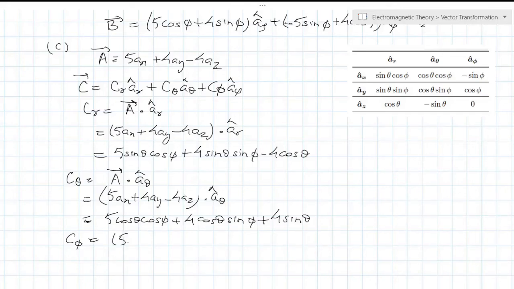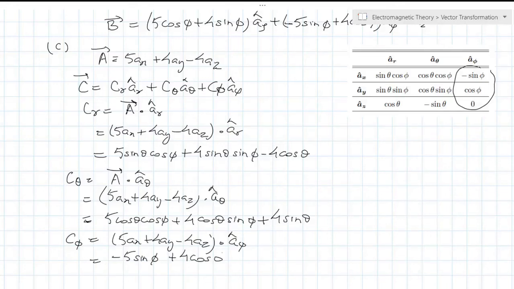So 5ax plus 4ay minus 4az dot multiplied with a phi. So the answer will be the last column. You can see the last column, this one. So minus 5 sin phi plus 4 cos phi, and that's it.